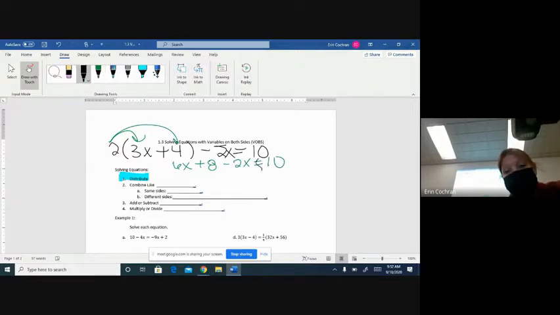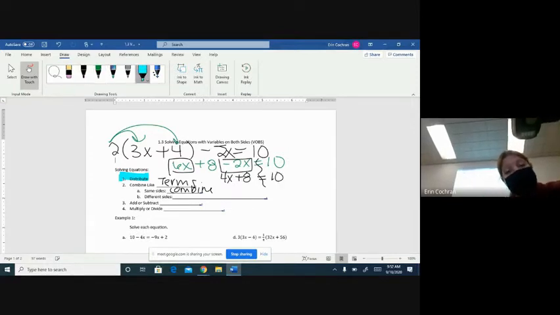Now, step 2 here says we're going to combine what? Like terms, right? We're going to combine like terms. So now we have this 6x and we have this negative 2x. Are they on the same side or different sides? They're on the same side. So if they're on the same side, we're just going to combine them as it says. So what is 6x minus 2x? 4x, good. Then we still have the plus 8 equals 10.